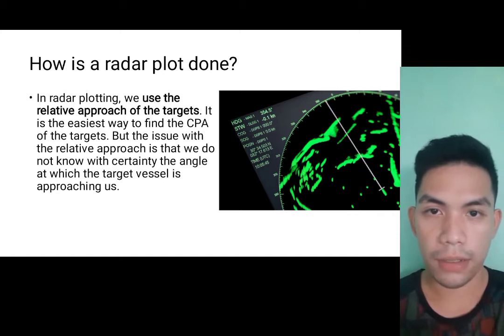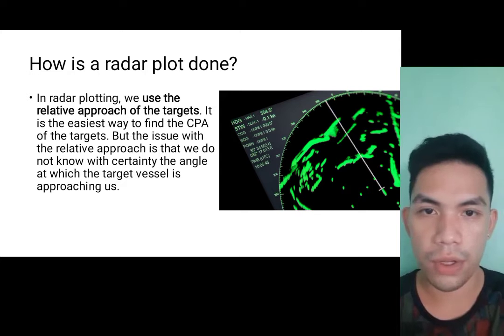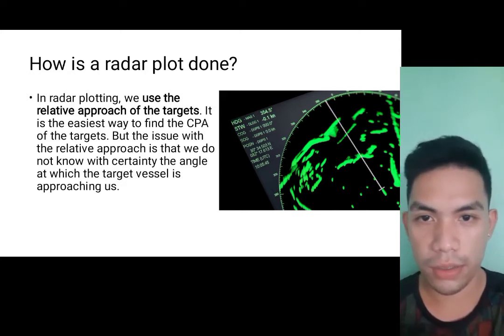In radar plotting, we use the relative approach of the targets. It is the easiest way to find the CPA of the targets, but the issue with the relative approach is that we do not know with certainty the angle at which the target vessel is approaching.